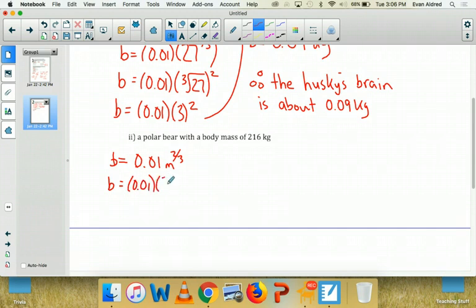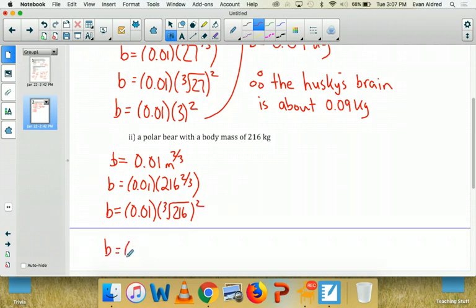0.01 multiplied by 216 to the exponent of 2/3. Now I want to caution you not to multiply 0.01 by 216. Remember BEDMAS. So you're going to multiply the 0.01 at the very end, because BEDMAS says deal with your exponents before you deal with your multiplication. So we're going to worry about our 0.01 at the end, just as we did above. This is the same as saying the cube root of 216, squared.